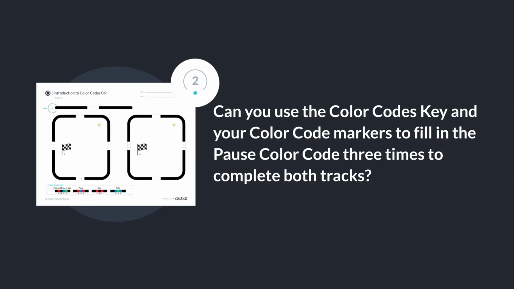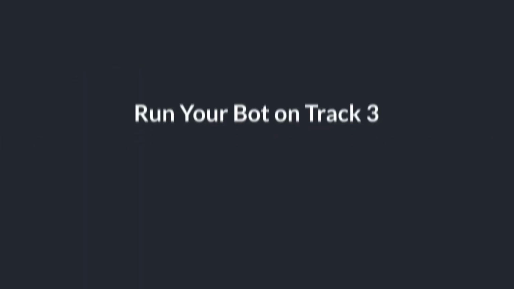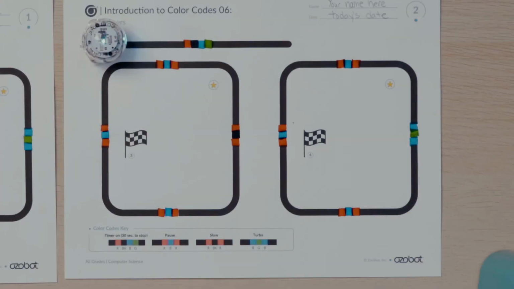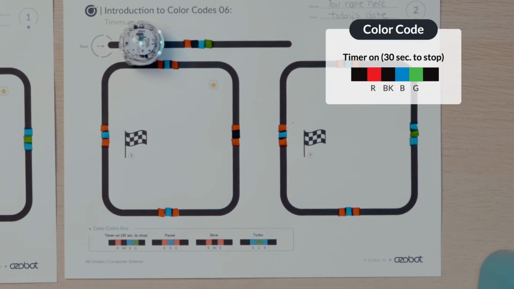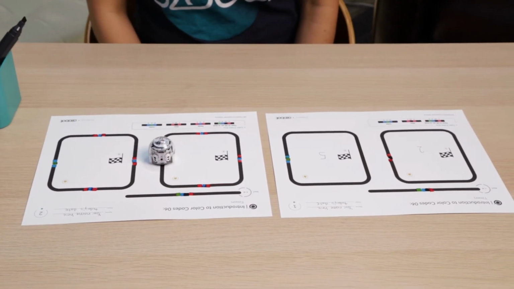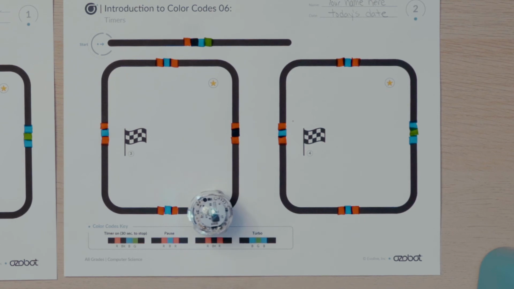Can you use the color codes key and your color code markers to fill in the pause code 3 times to complete both tracks? Time for your bot. Let's see how many laps Ozobot can complete in 30 seconds, traveling at a slow speed and pausing 3 times. Do you think Ozobot will complete more or less laps than it did on track 1? Why?